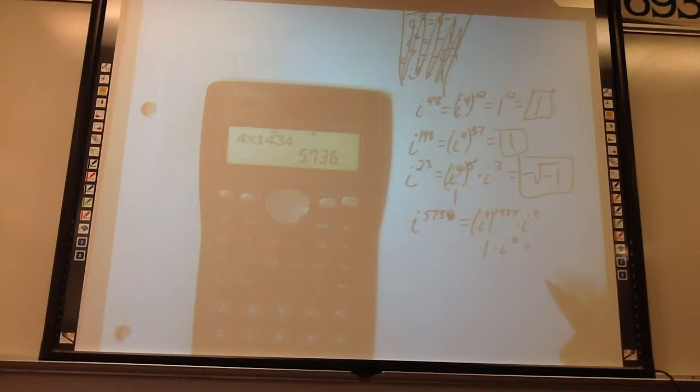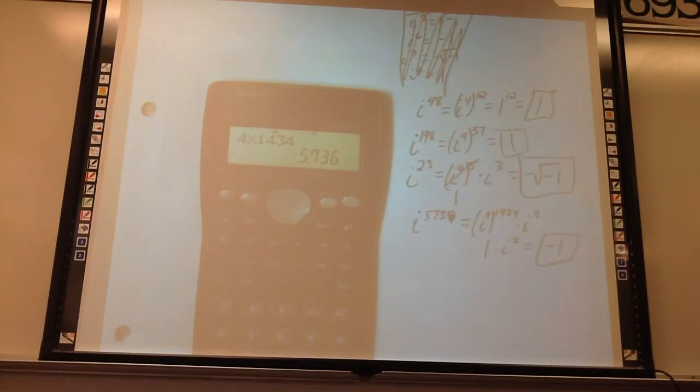It's I squared, which is negative 1. Why do you do another I squared? Because 4 times 1434 is only 5736, and I changed it to 5738. 4 didn't go into that evenly. That's what I want. I wanted one that didn't go into it evenly.